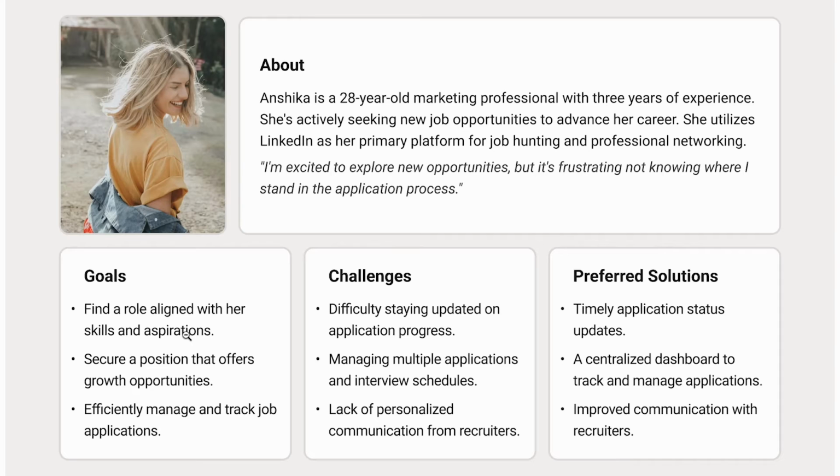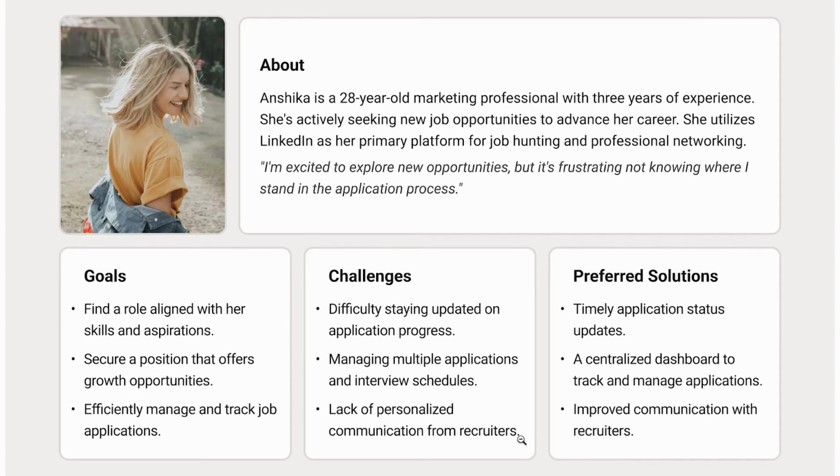Securing a position that offers growth opportunities is, again, quite vague, right? Securing a position is basically cracking the interview rounds, right? So I don't know how that fits in over here. Challenges, difficulty staying updated on application progress, all right? Managing multiple applications and interview schedules. What do you mean by managing multiple applications and interview schedules? What is there to manage, right? It's synced to your calendar. I don't really understand.